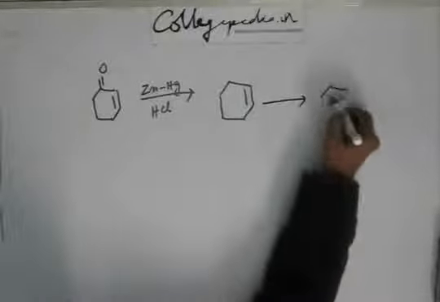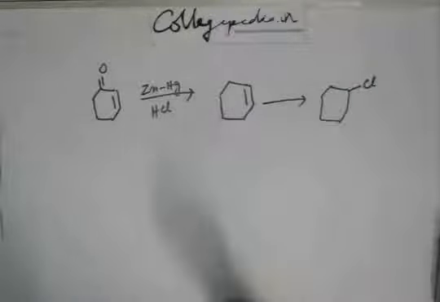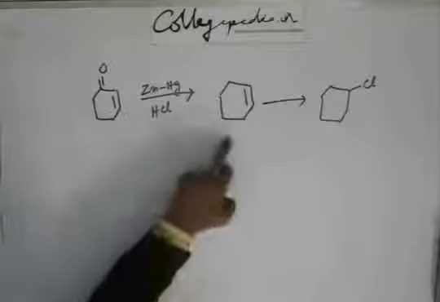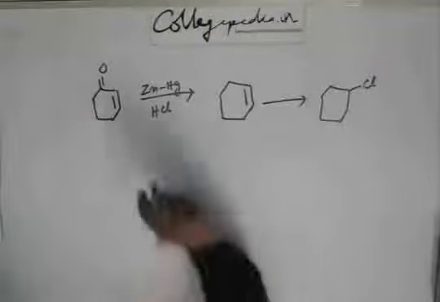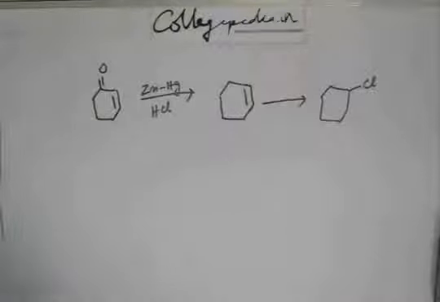Addition will occur, and finally you'll have chlorocyclohexane. Fine, because HCl is there, there could be addition. So you will not get this as the final product. So to take amalgamated zinc along with dilute HCl, or to carry out Clemmensen reduction, is not a good idea.